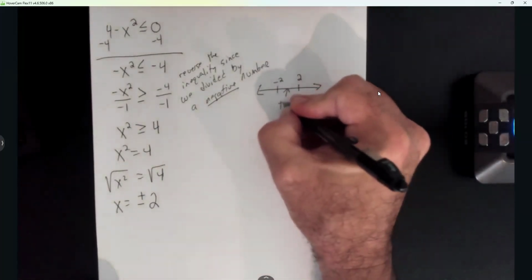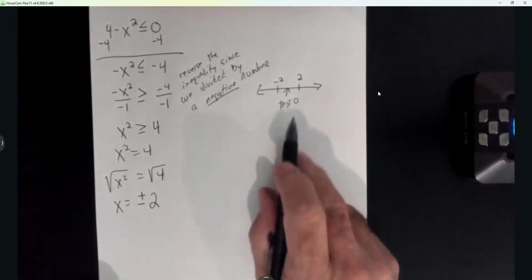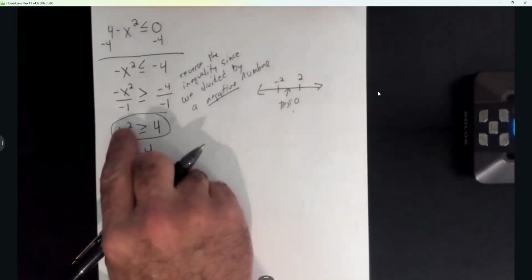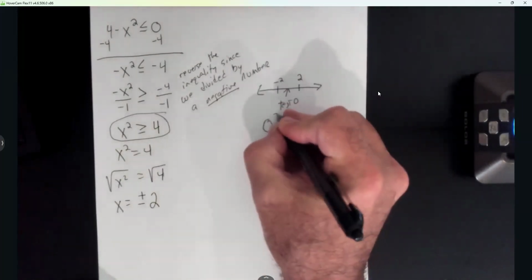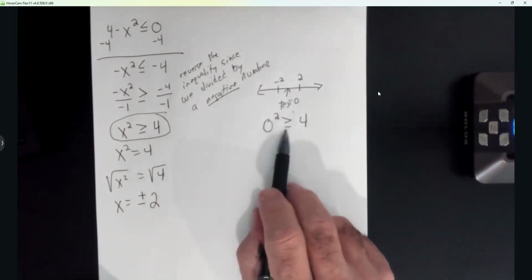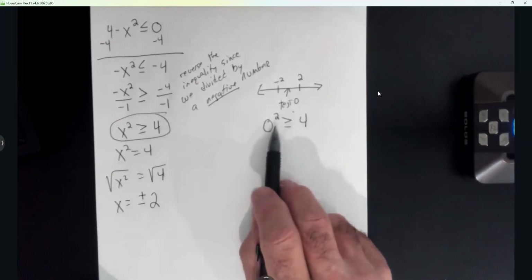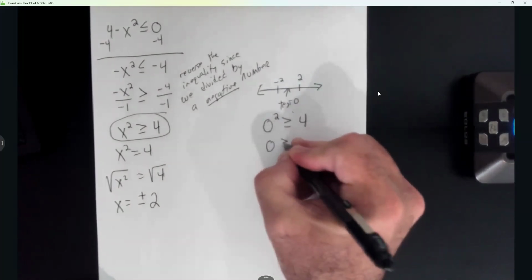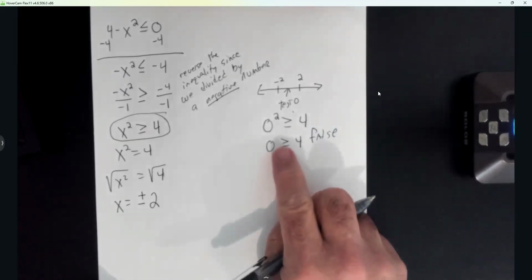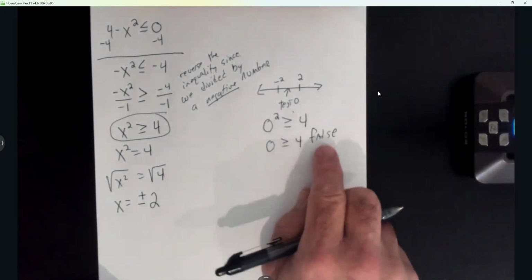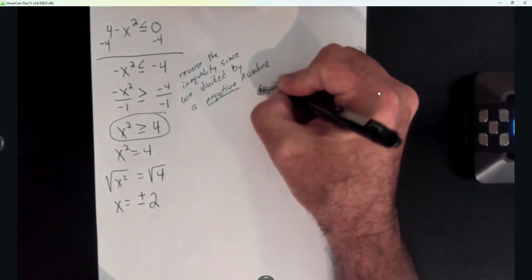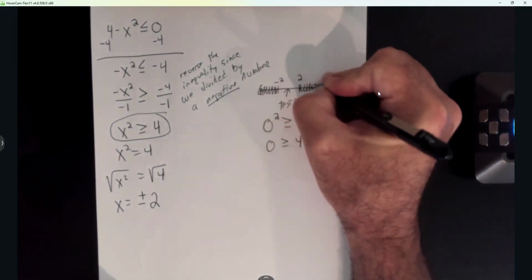0 is right in the middle. So I'm going to test 0 using this equation, y'all. So put a 0 in for the x squared. So 0 squared greater than or equal to 4. Well, that's 0 greater than or equal to 4. Y'all, that is false. 0 is not greater than 4. That is false. Since it's false where 0 is, that means you got to shade the outer edges on that.